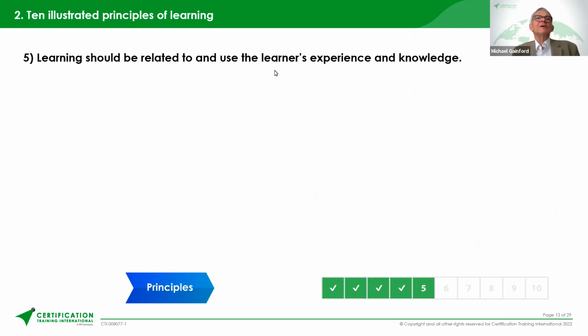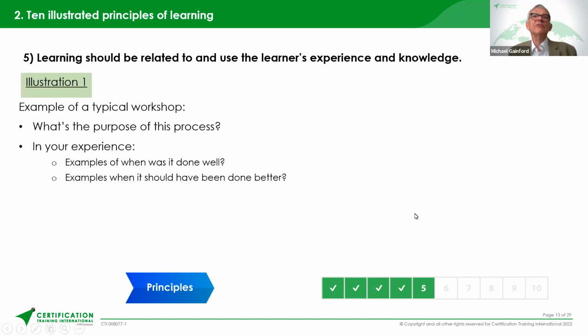Number 5, very important. Learning isn't an ivory tower. People need to see how they can put it into practice and how it relates to their existing experience and knowledge. So if you want to play to this principle, you might think of a workshop along the following lines.